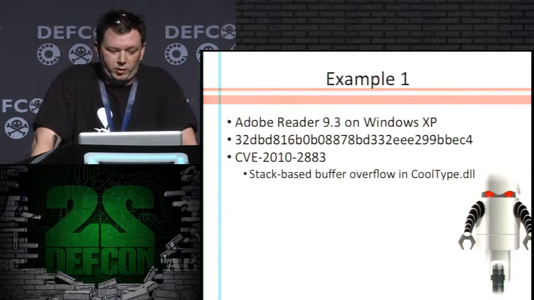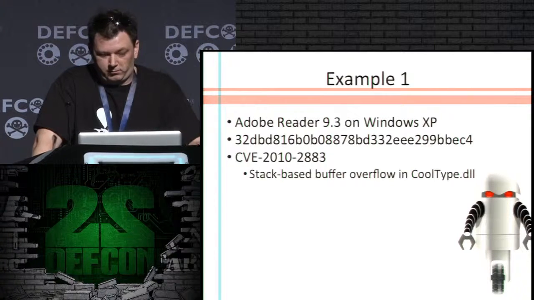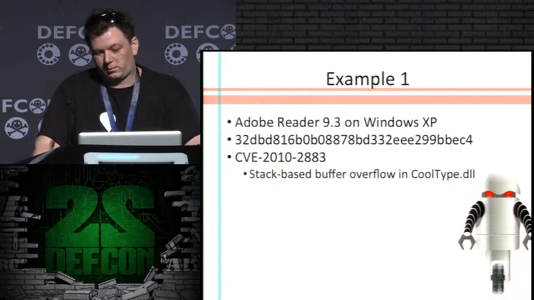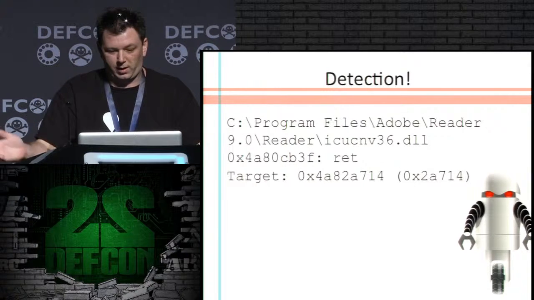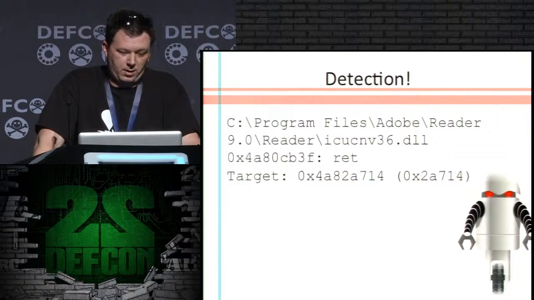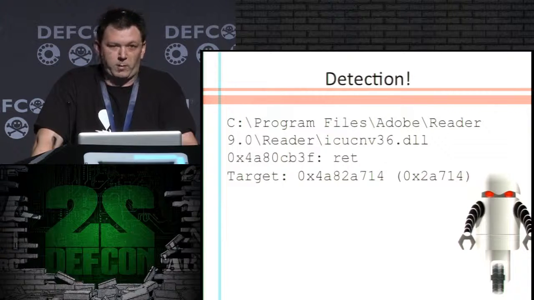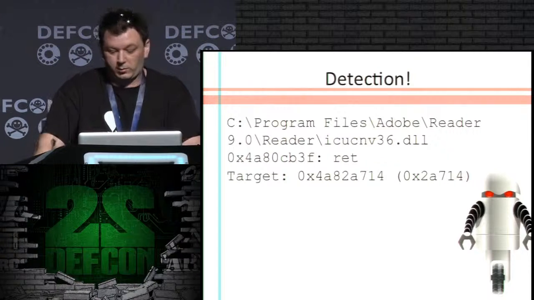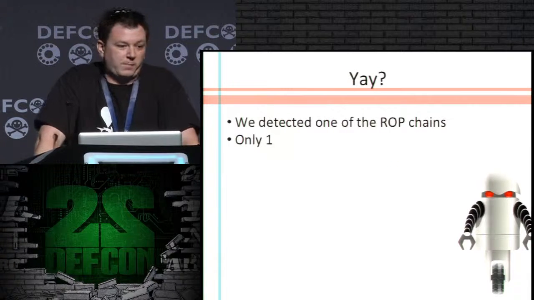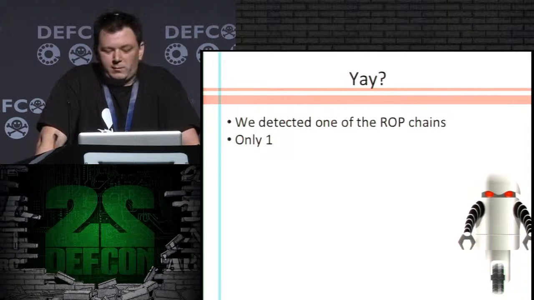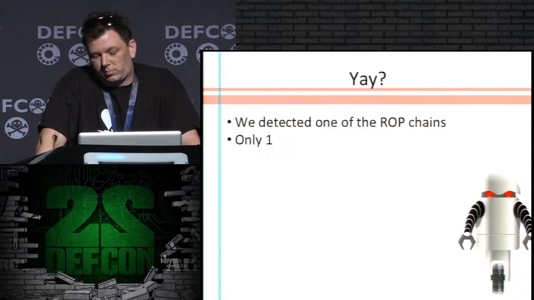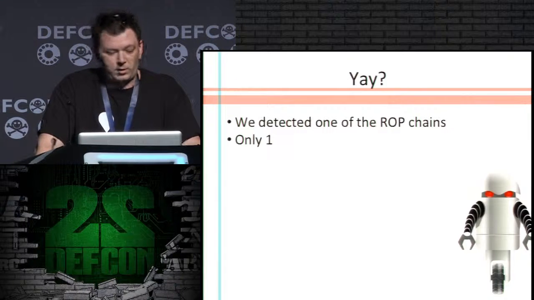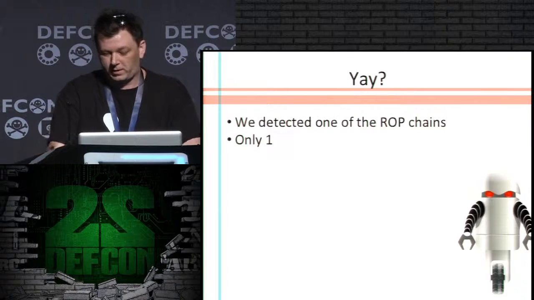So, examples. Adobe 9.3, Windows XP, there's the hash. This is an old exploit, obviously. So we run it, wave our hands, and voila, we have a detection. We can see the address where we're coming from and where we're going to, and then in the parentheses is the offset. So yay, we found one. That's really good. I was really happy. Well, we only detected one, and that was disappointing. All you need to do is detect one, but I always want more. So let's take a look at what happened.